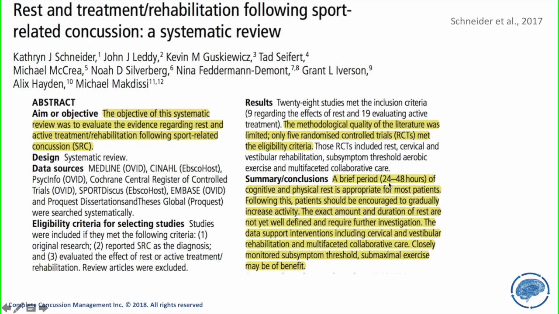So again, you see how they're chopping this down now, 24 to 48 hours. We used to have people wait and rest until their symptoms went away. Now we're saying, no, 24 to 48 hours and that's it, and let's get you doing whatever you can do. And again, what we're looking for is symptom exacerbation. Anything they can do without provoking their symptoms is okay.